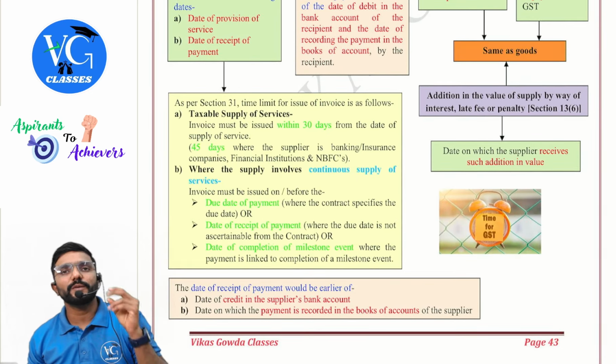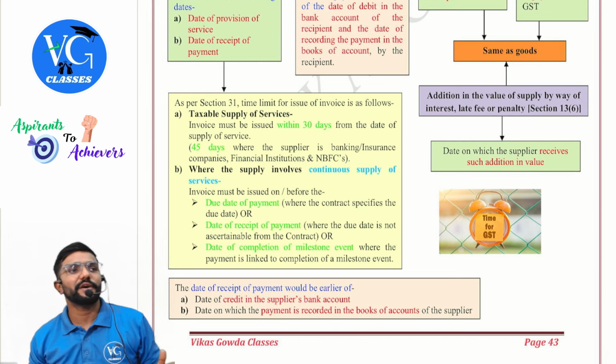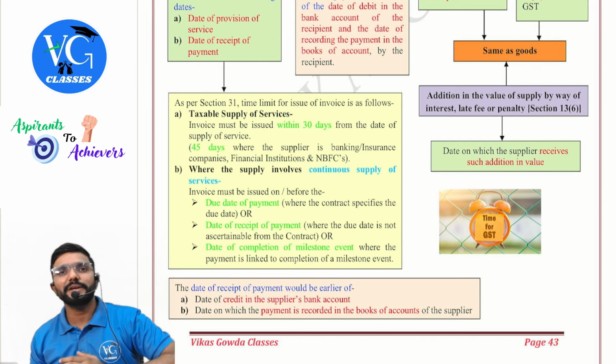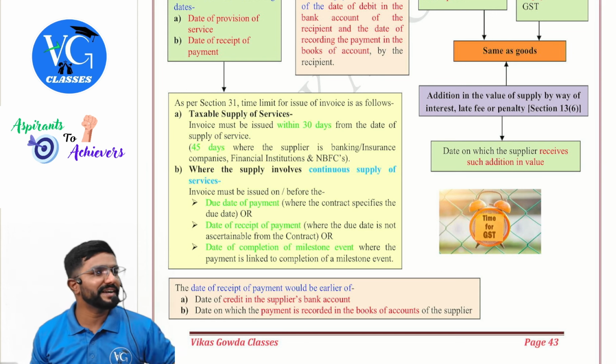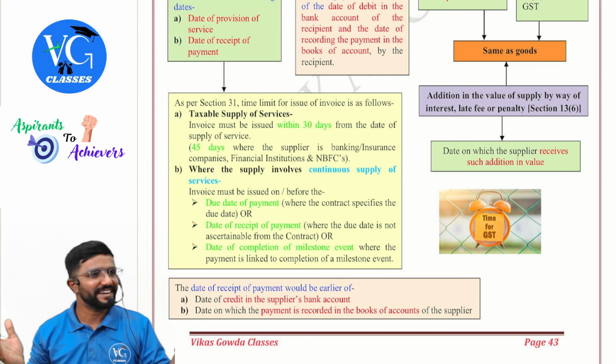Okay. Sir, here, date of payment means what, sir? Now, guys, we are thinking from whose point of view? Come on, supplier point of view. Supplier will make the payment or receive the payment? Receive the payment. When he receives, his bank account will be credited or debited? Credited. Done.